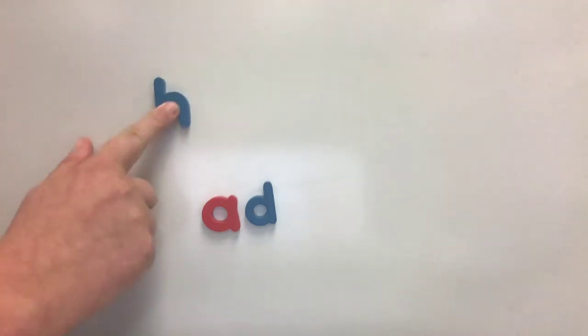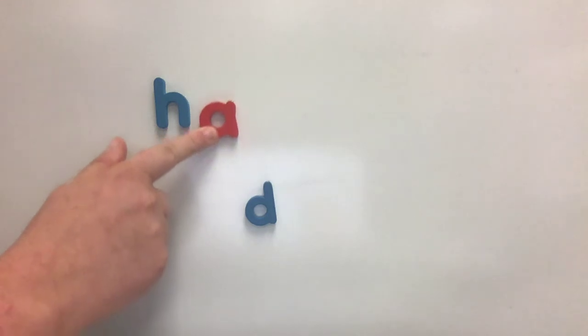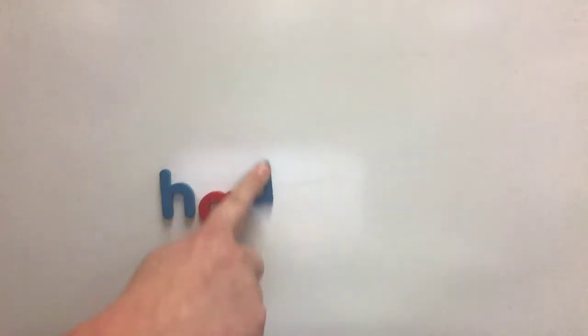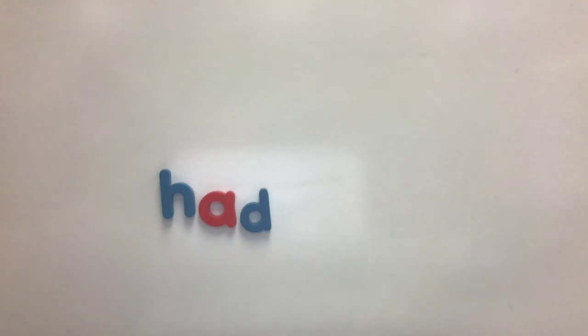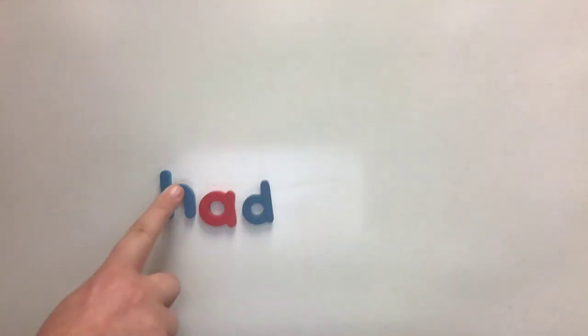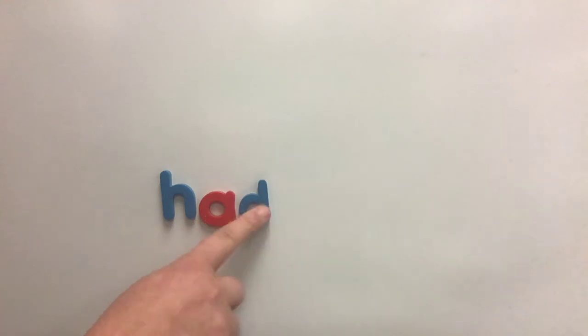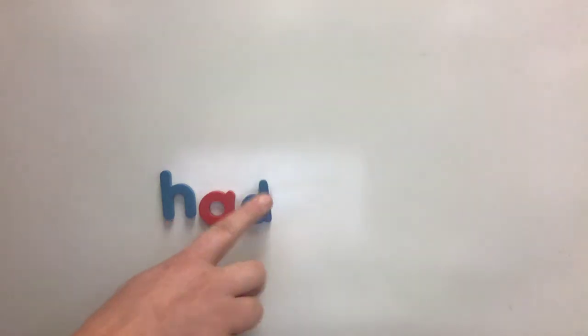Make sure you're doing this with your letters. Add. Do it again with your letters. Make sure you're saying the sounds. Add. Now let's tap each letter instead of moving them. Do it with yours. Add. A little bit quicker. Add. Add. Had. This is the word had.